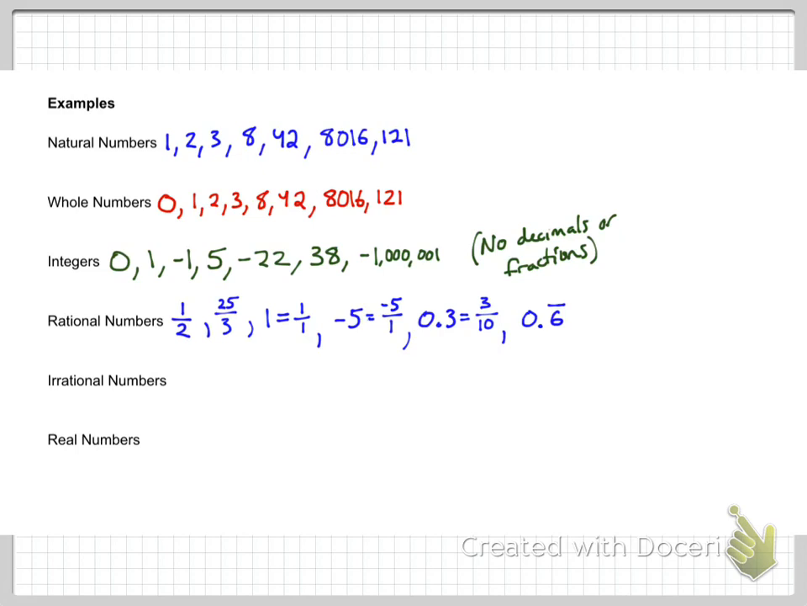0.6 with that line over it means 0.66666 going on forever, and numbers that repeat like this can also be written as a fraction. In this case, 0.6 repeating is 2/3, so that's also a rational number. An example of an irrational number would be the square root of 2. Another common one is pi.